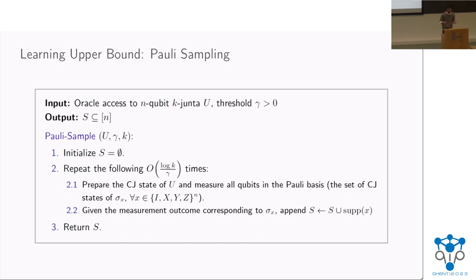So what is the subroutine that can allow us to figure out what the important qubits are? And this subroutine is very similar to the influence estimator. Essentially, we're going to repeat the same procedure some number of times, and the procedure we repeat is we're going to prepare the state corresponding to U, and then we're going to measure it in the Pauli basis. So the Pauli basis is the set of Choi-Jamiołkowski states corresponding to these sigma x's, and intuitively why this works is that if a qubit is important, then it'll have some set of coefficients that are large, and then it'll show up in the measurement.